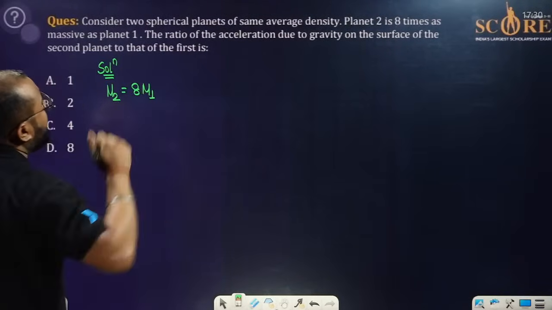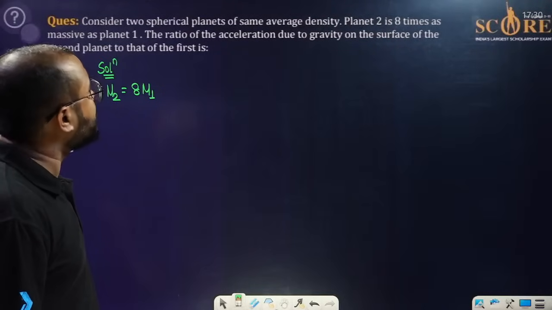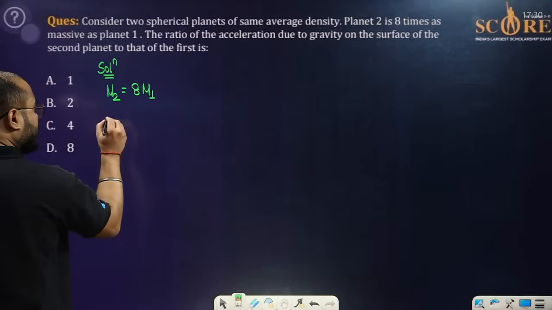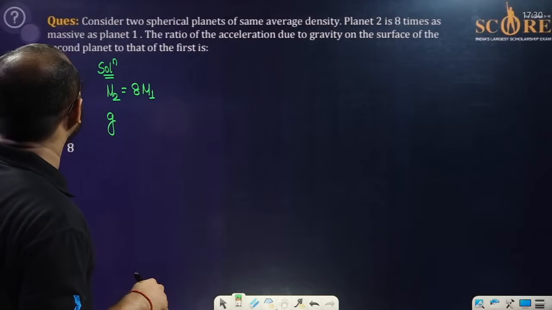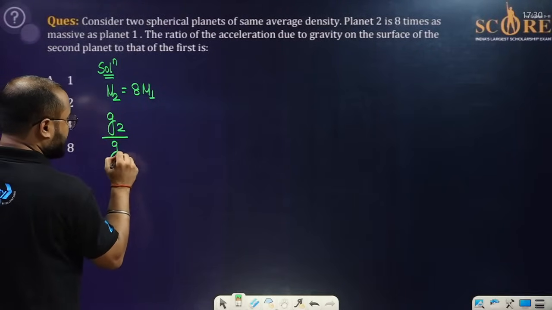Fine, no problem. Next, the ratio of the acceleration due to gravity on the surface of the second planet to that of the first planet. What we have to find out is the acceleration due to gravity on the surface of the second planet. We have to find out G2 divided by G1.